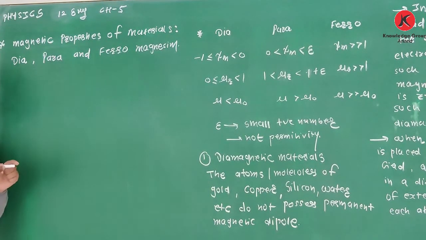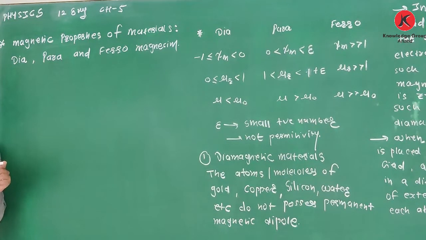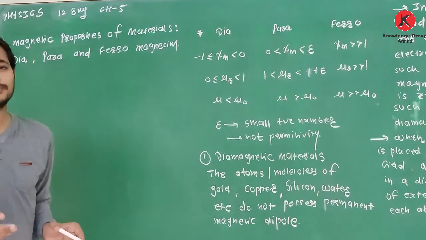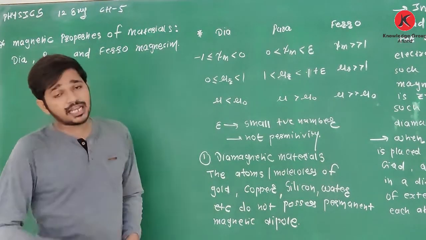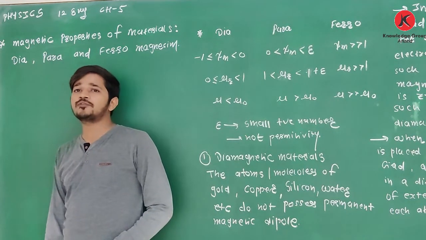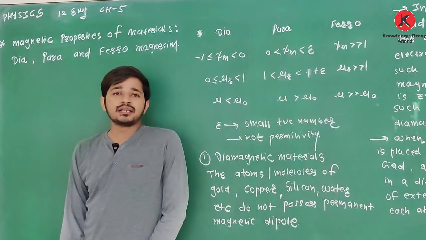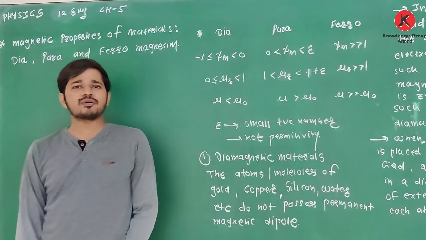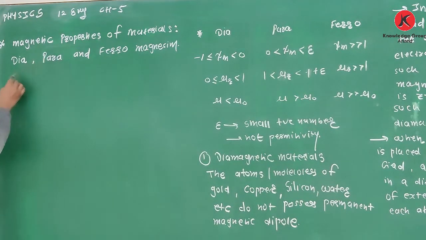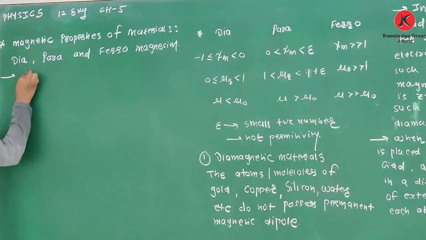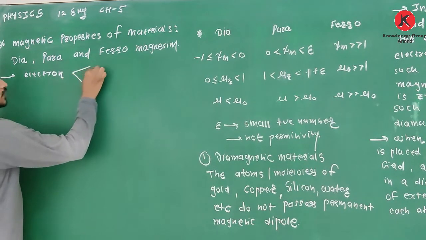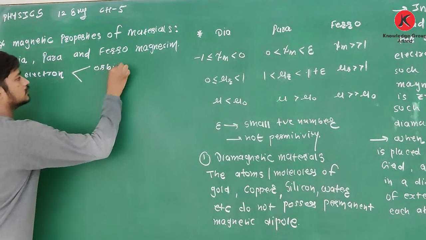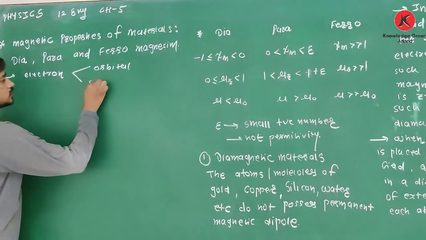We know that each and every object is made up of particles. Particles are made up of molecules. Molecule is made up of atoms. Atom is made up of electron, proton and neutron, the nucleus, and around that electrons are revolving. Electron is performing two types of motion: orbital motion and spin motion.